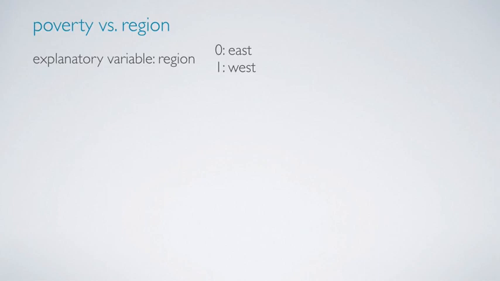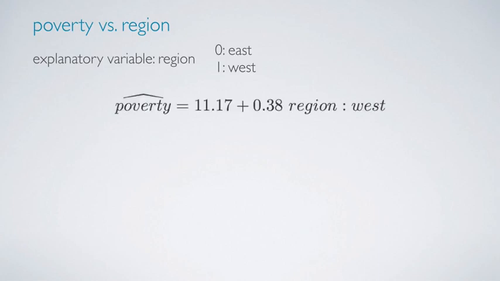And this variable takes the value of 0 if the state is on the eastern side of the US and 1 if the state is on the western side of the US. So we can write our linear model as predicted rate of poverty equals 11.17, that's our intercept, plus 0.38, the slope, times region west. We're not going to talk about how to estimate these values right now. We're kind of giving those to you, but we're instead going to talk about how to interpret them.